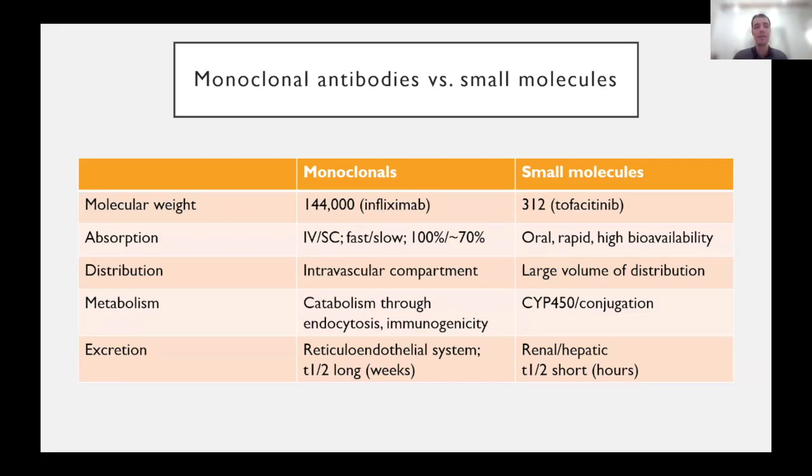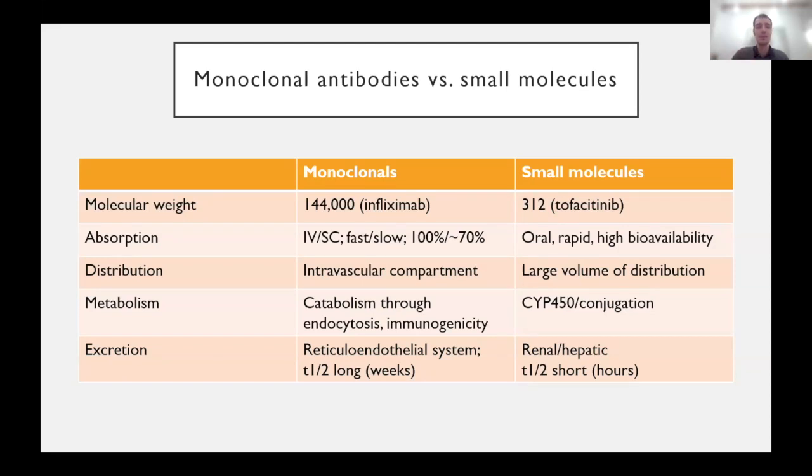On the other hand, the small molecules, the synthetic drugs, have a smaller molecular weight. They're administered orally, the bioavailability is high, and they're mainly, not all of them, but mainly metabolized by liver cytochromes or through conjugation, and they have an accordingly shorter half-life compared to monoclonal antibodies.